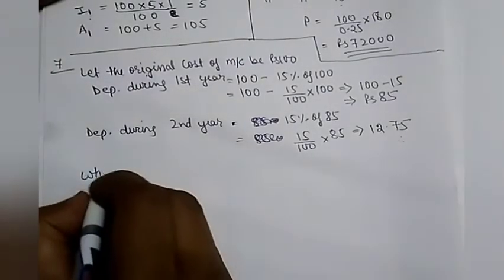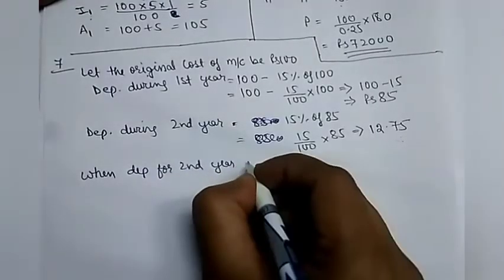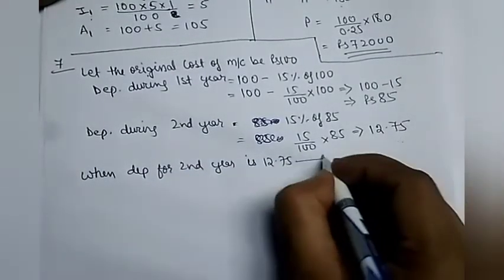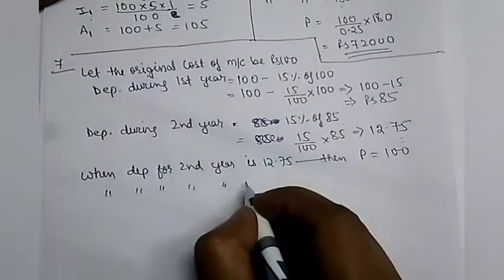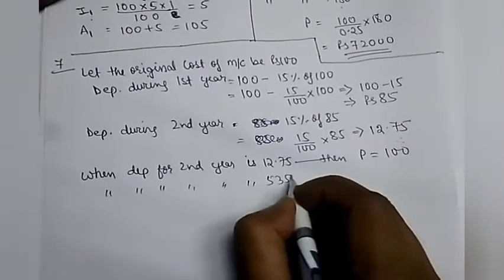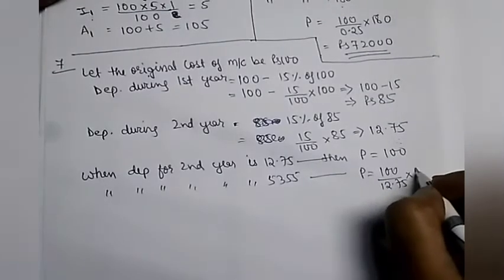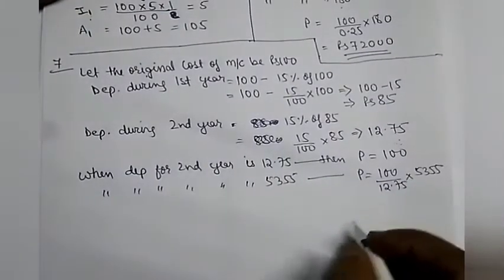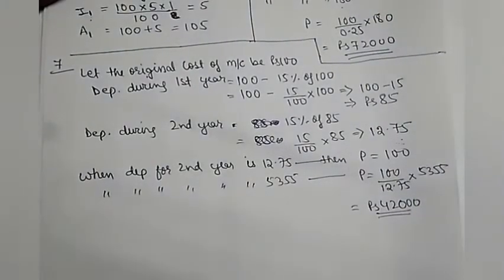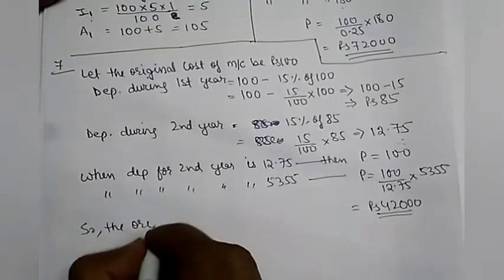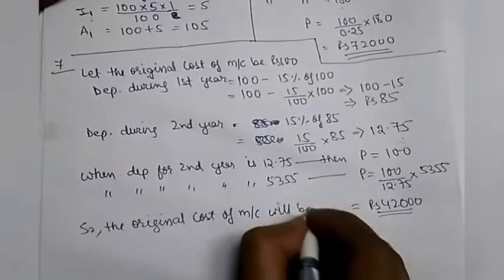So now, unitary method: when depreciation for the second year is 12.75, then the principal is rupees 100. When depreciation for the second year is, as given in the question, 5355, then the principal will be equal to 100 by 12.75 into 5355. By calculating we get rupees 42,000. So the original cost of the machine will be this only, 42,000.